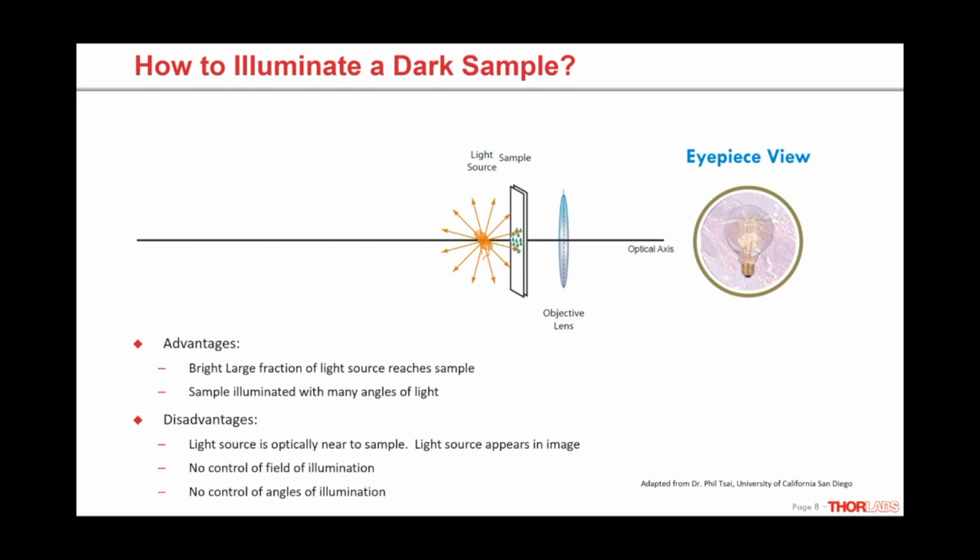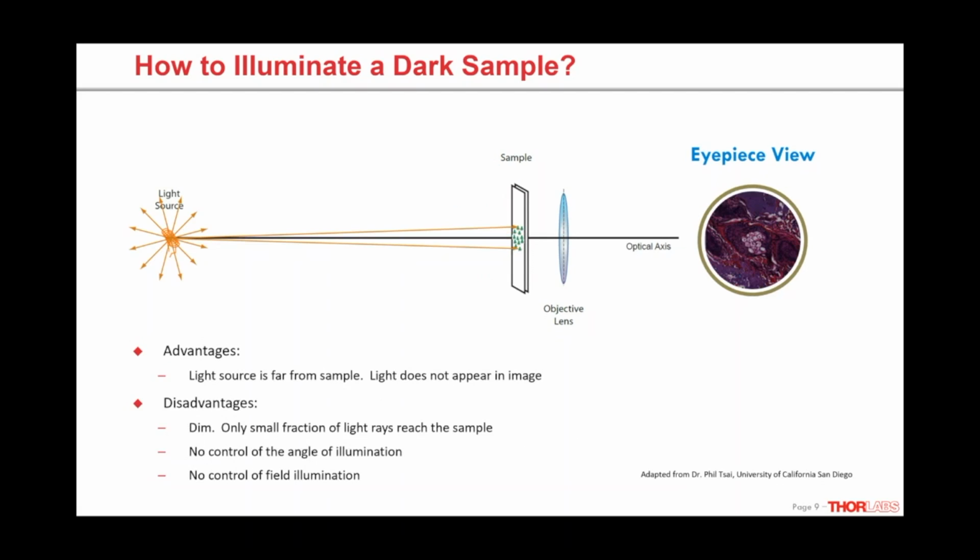The disadvantages are many for this type of simple setup, though. The primary disadvantage is because the light source is optically close to the imaging plane of the objective, the light source will appear in the image. Furthermore, you have no control over this type of setup. You have no control over the angles of sample illumination. And you also have no control over the area of the sample that you're illuminating, or otherwise known as the field of illumination.